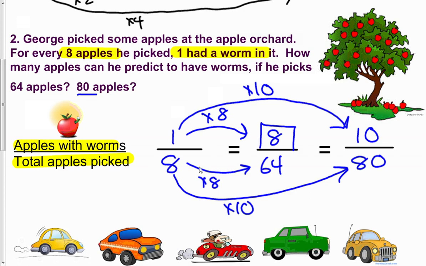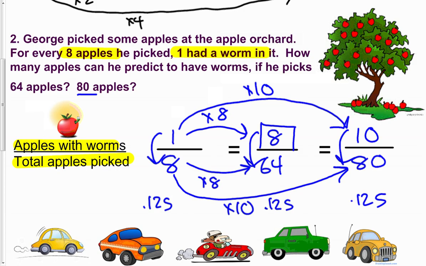Now, we can prove that these are all equal to each other by simply changing these to a decimal. So if I did 1 divided by 8, and 8 divided by 64, and 10 divided by 80, we would get the same decimal every time, which is going to be 0.125. So that proves that these are equal and these predictions make sense.